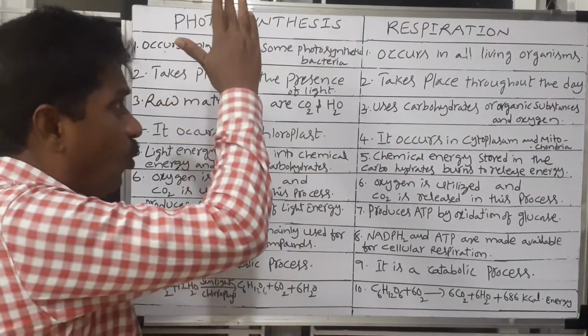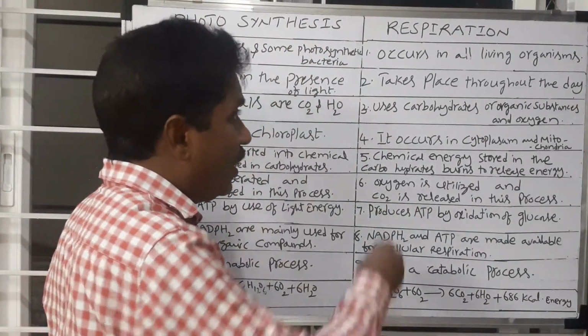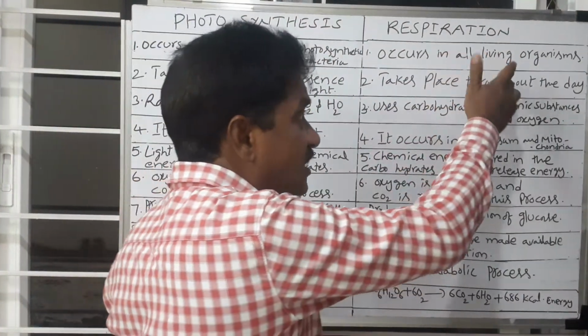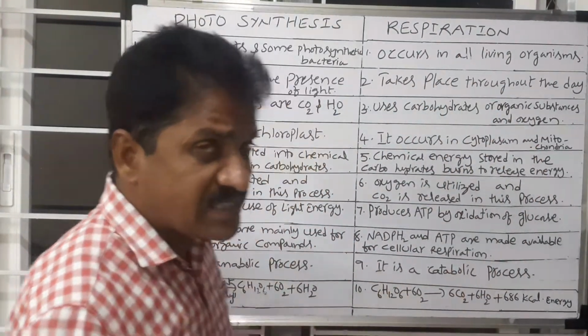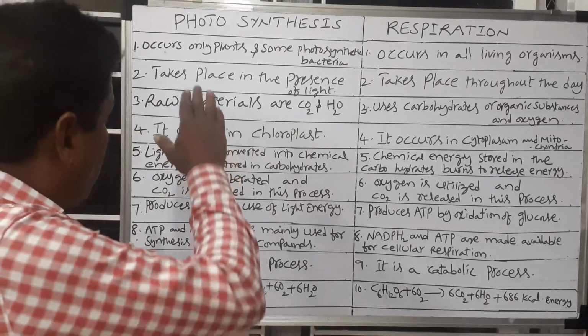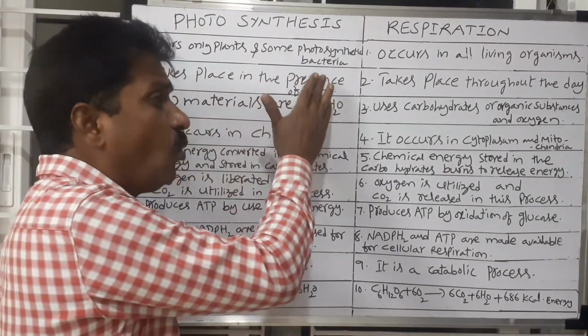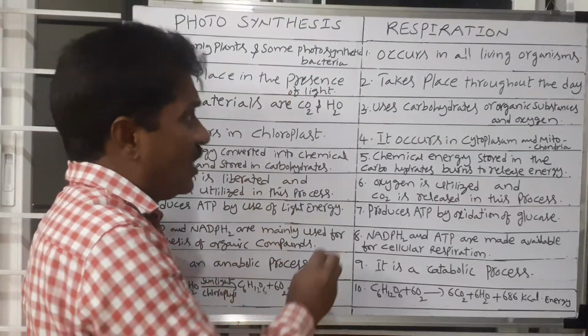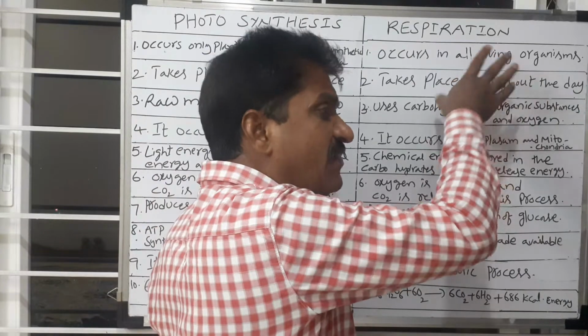Photosynthesis occurs only in plants and some photosynthetic bacteria, but the respiration process occurs in all living organisms, including plants and animals, children. Photosynthesis takes place in the presence of sunlight only. Respiration takes place throughout the day, both day and night.